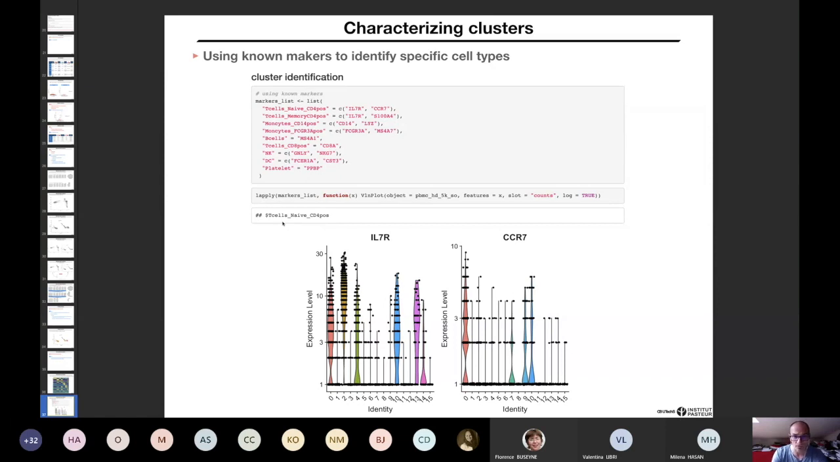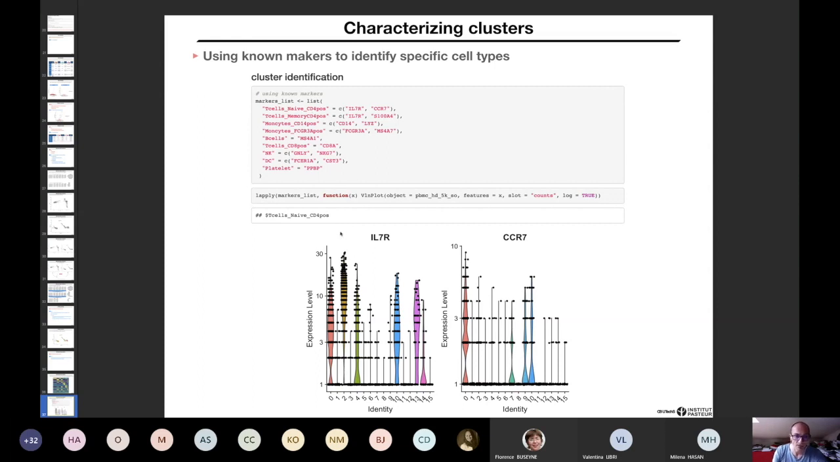There's several ways to do that. I'm going to show you two ways. I could have used the heat map, but I already showed you that, so it's not necessary. You can use, for instance, the violin plot again. So here I have a list of marker genes and the cell types they are associated with.